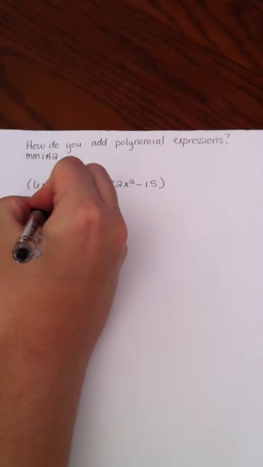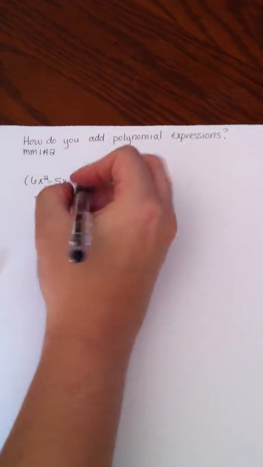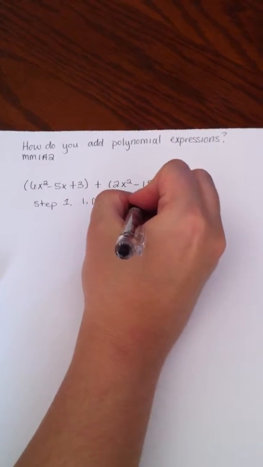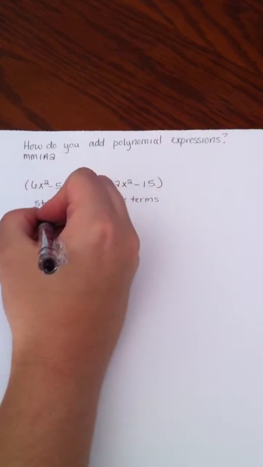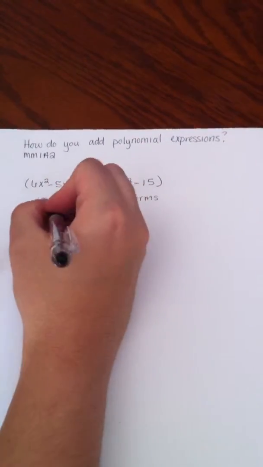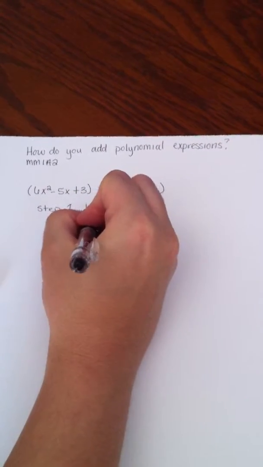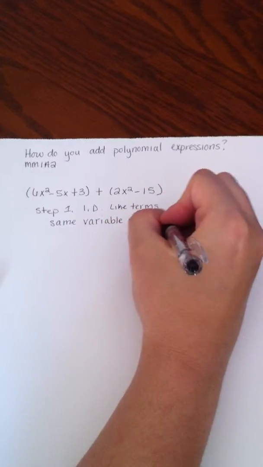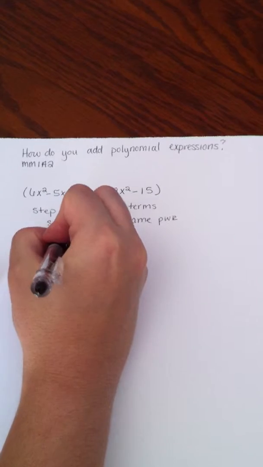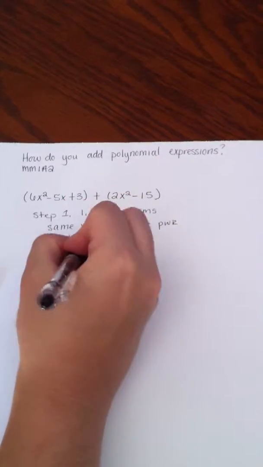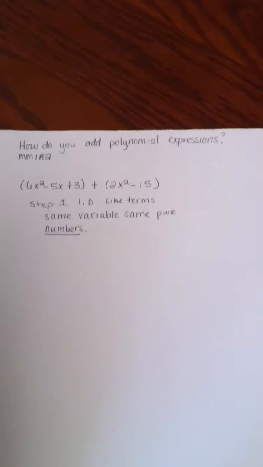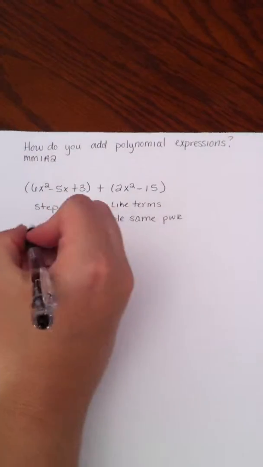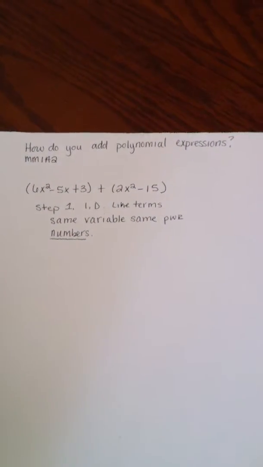The first step when trying to add polynomial expressions is to identify like terms. Like terms are the same variable raised to the same power, or numerical values. Now, the numbers that you add, of course, have to be non-irrational numbers, so they have to be rational numbers. Okay, so we're going to begin by identifying our like terms.